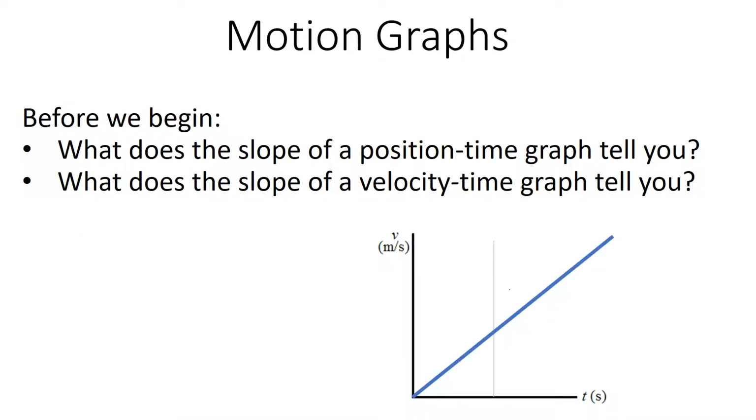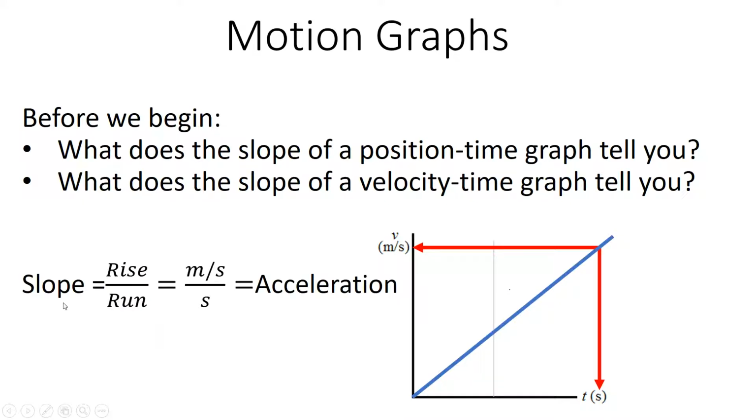Let's take a look at the velocity time graph. So again, let's take a look at the units of my rise units over my run units. So the slope of my rise units over my run units is going to be in meters per second, which is also meters per second squared, but those are the units for acceleration. So the slope of a velocity time graph is acceleration.